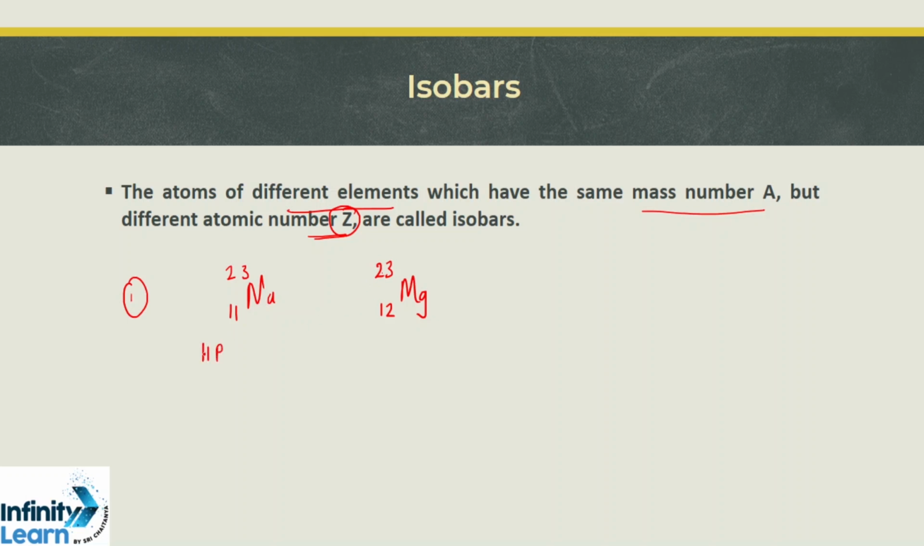So in sodium there are 11 protons and 12 neutrons, and in the case of magnesium there are 12 protons and 11 neutrons. So neither the number of protons is the same, nor the number of neutrons is the same, but their addition is the same, which means the value of A is the same for both cases. One more case that we can take is carbon, which is C-14 and N-14. In both cases, as we can see, the number of protons is different and neutrons are also different, but their addition is the same, equal to 14. So these are called isobars.